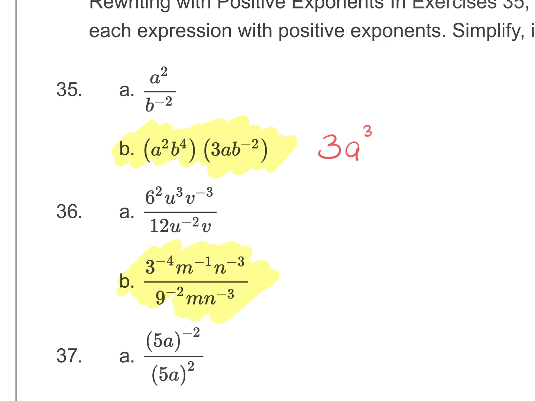A to the 3rd. Then I have b to the 4th times b to the negative 2. If you have the same bases and you're multiplying, what do you do to the exponents? We add. When we add 4 plus a negative 2, you actually end up subtracting, but this would become b squared. But if you moved b to the negative 2 initially to the bottom, then you would have subtracted 4 minus 2 is 2. Same thing. Make sense?